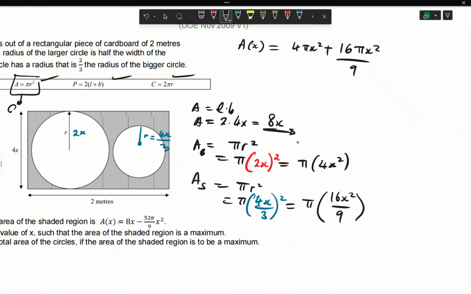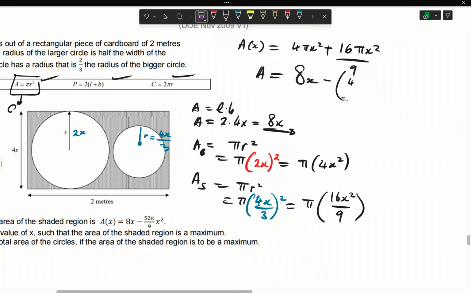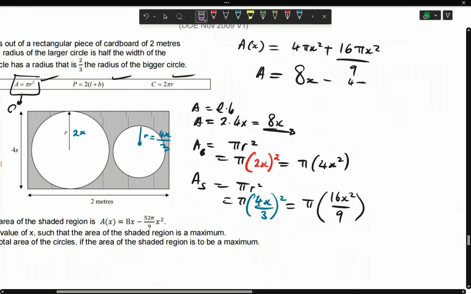Remember, this is the area of a rectangle. So we're just going to say here the area. Now the total area, guys, is going to be the 8x minus those two. So minus 4 pi x squared plus 16 pi x squared all over 9.